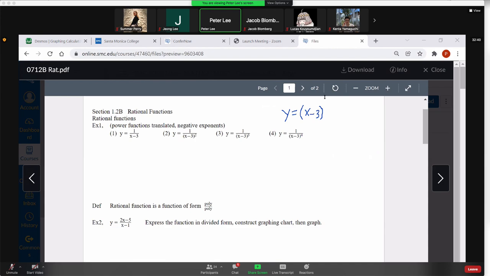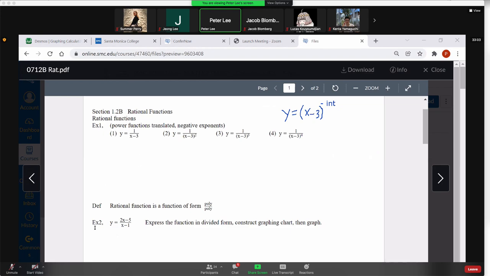What is this? Negative integer. Okay, so we can also write it that way, and then of course, graph this. These are all power functions as well, but this is what a function translated. So the entire graph shifted 3 to the right. Okay, so anyway, that's that.